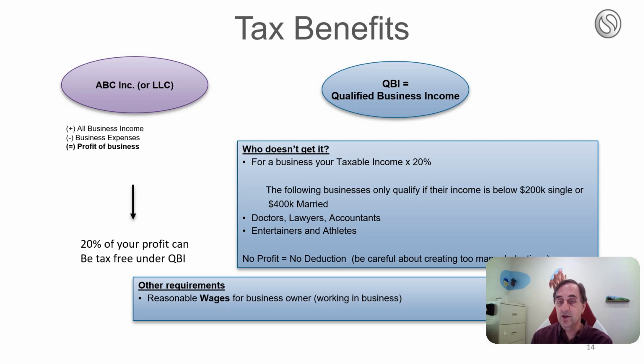Now, some businesses are limited in the amount of this QBI, this business deduction, that they can take. If your personal income is $200,000 or over $400,000, you may be disallowed from taking this deduction. This is focused at preventing doctors, lawyers, accountants, entertainers, and athletes from getting this particular deduction. If you're a contractor, no big deal. You're going to get the 20% no matter how many millions of dollars you make.